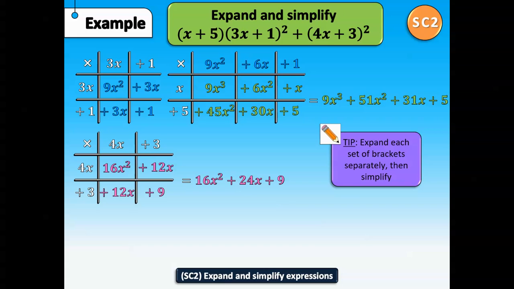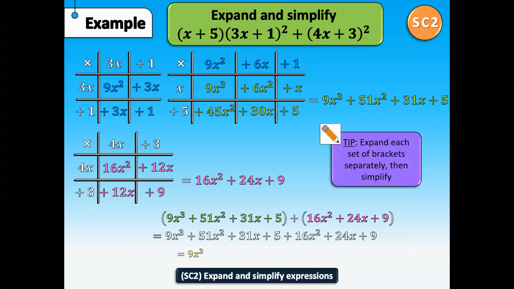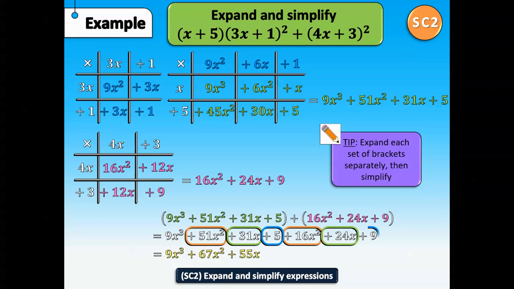And we're going to add those two together. So we get 9x cubed, 51x squared plus 16x squared is 67x squared. 31x plus 24x is 55x. And 5 plus 9 is 14. So that's my final answer.